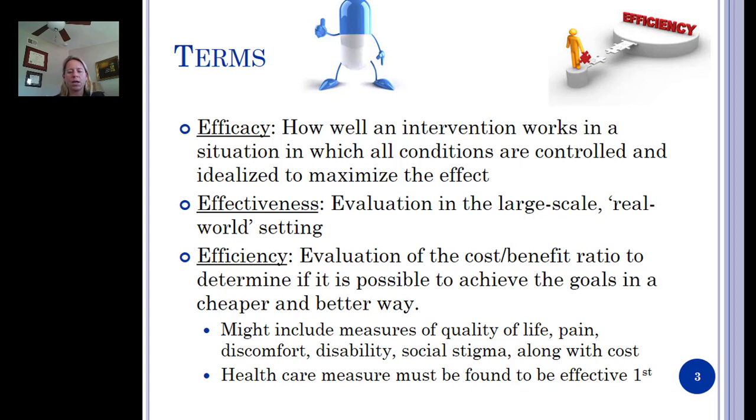And then there's efficiency, and this is essentially evaluating the cost-benefit ratio of a specific intervention to determine if it's possible to achieve the goals in a cheaper or better way. When evaluating efficiency, we may be also looking at other measures such as quality of life, disability measures, maybe some social-related constructs, in addition to cost.